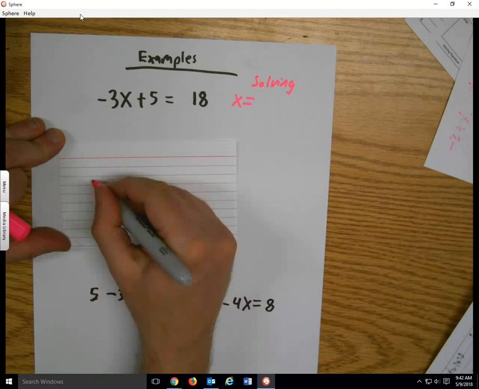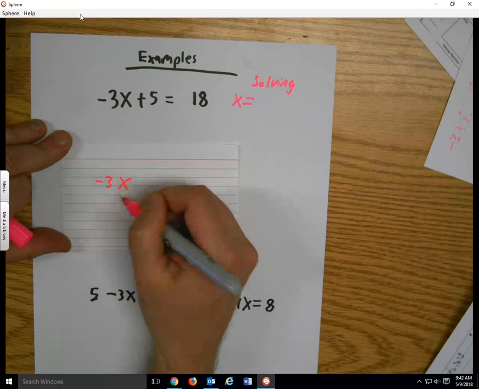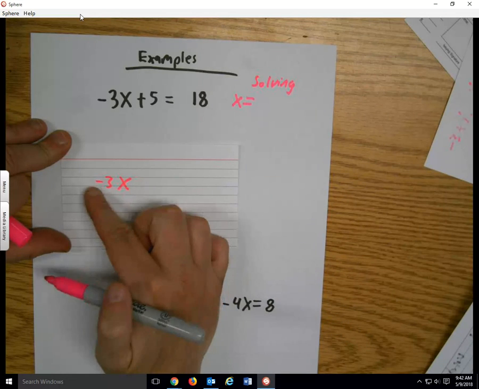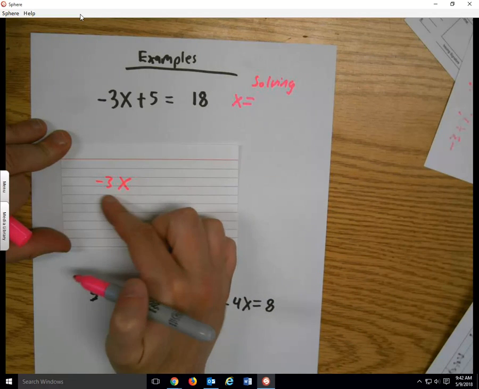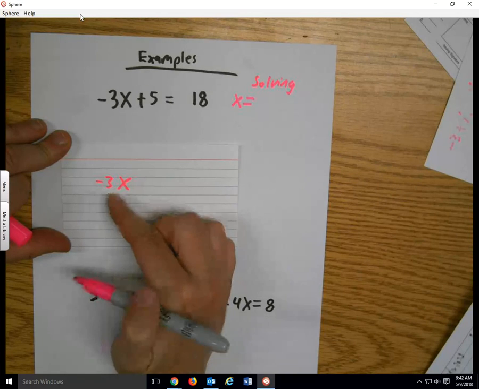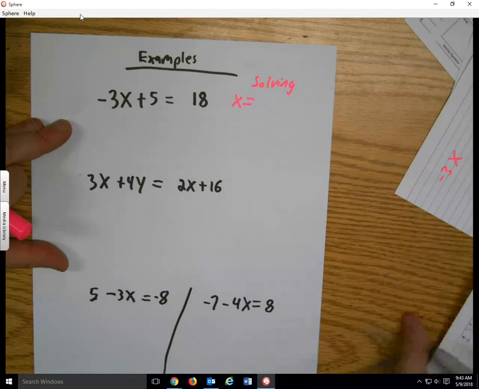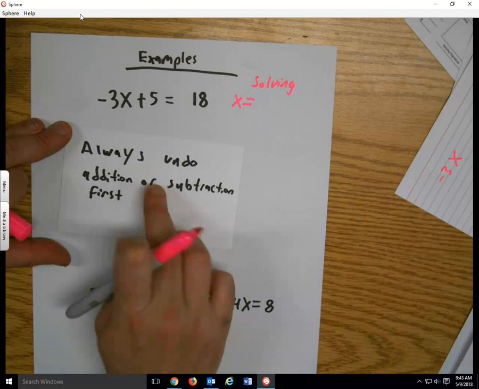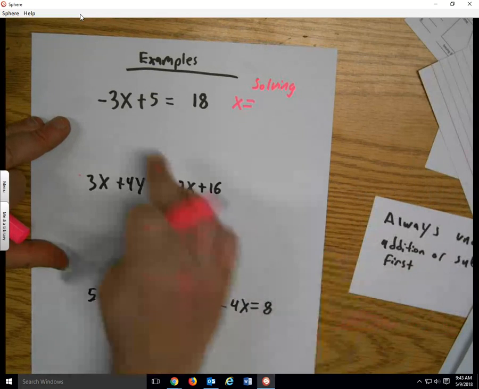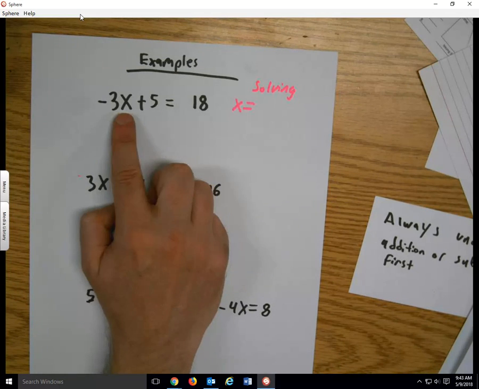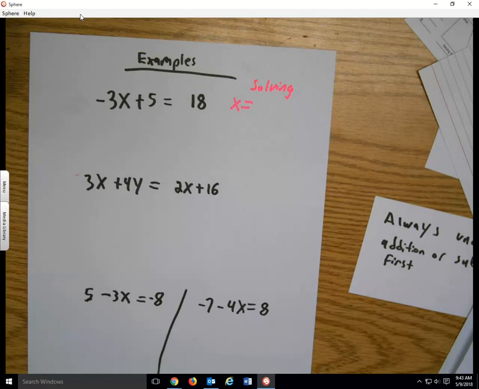So if there's nothing in between, the default operation in algebra is to multiply. This -3, even though there's a negative, is not being subtracted. It's being multiplied by the x. Or you could say it the other way. The x is being multiplied by a -3. So if that's being multiplied, and we always want to undo addition or subtraction first, what's the 5 doing? Well, there's a plus sign in between the x and the 5. So it's being added. So we have to undo the adding.